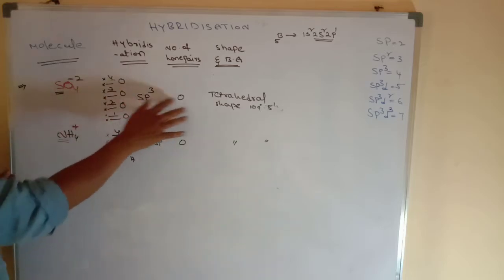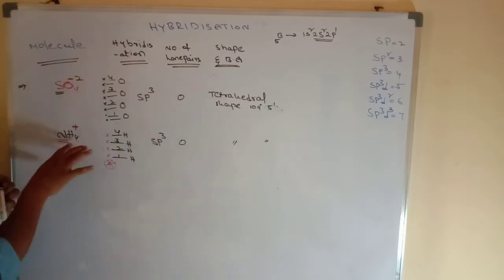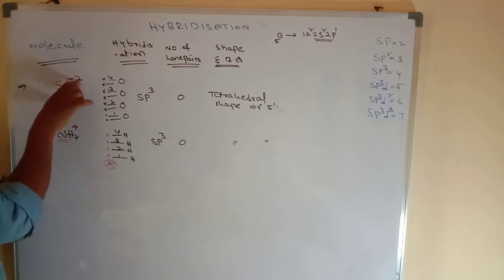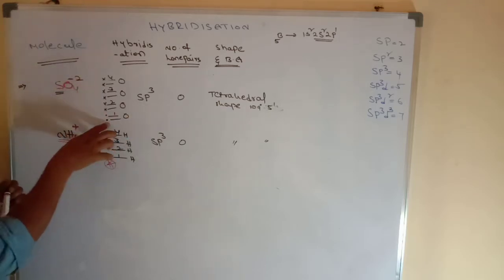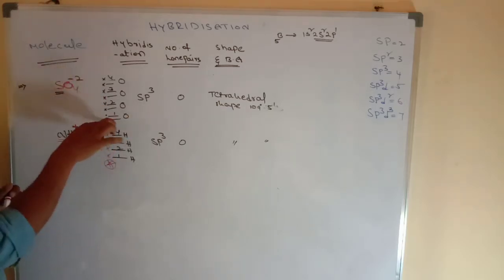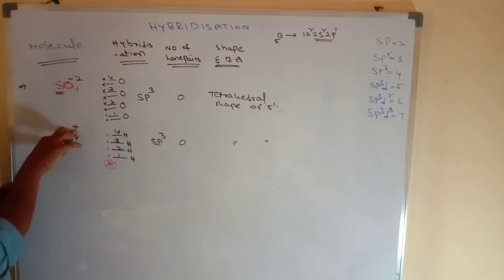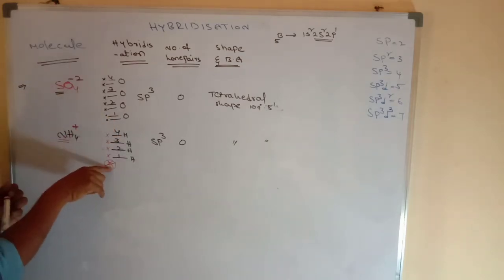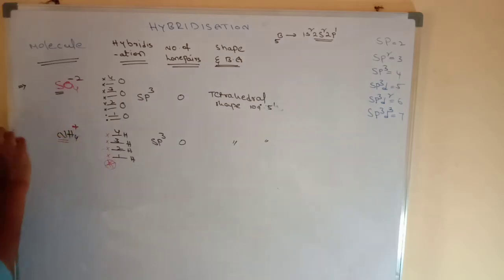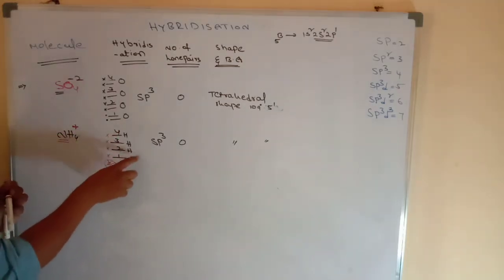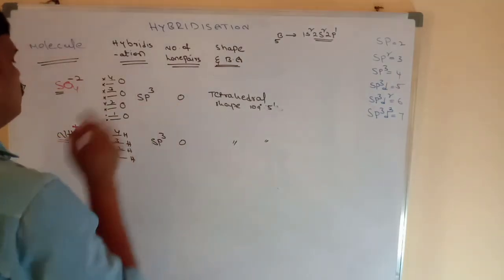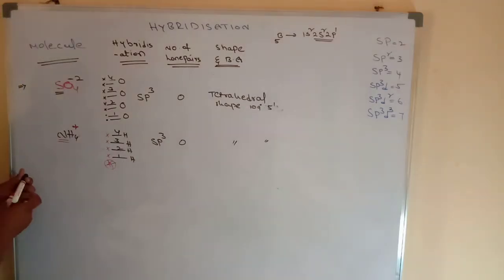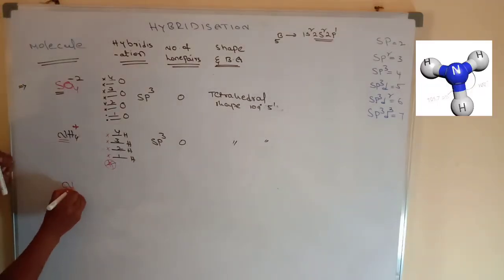Now, this is sp3 with 0 lone pairs, for both the sulfate ion and the ammonium ion. If it is an anion, add a few more dots; if the negative charge is -2, I added 2 dots. If it is a positive cation, eliminate 1 dot. So I removed 1 dot, and then it gets sp3 with 0. This is the ammonium ion.